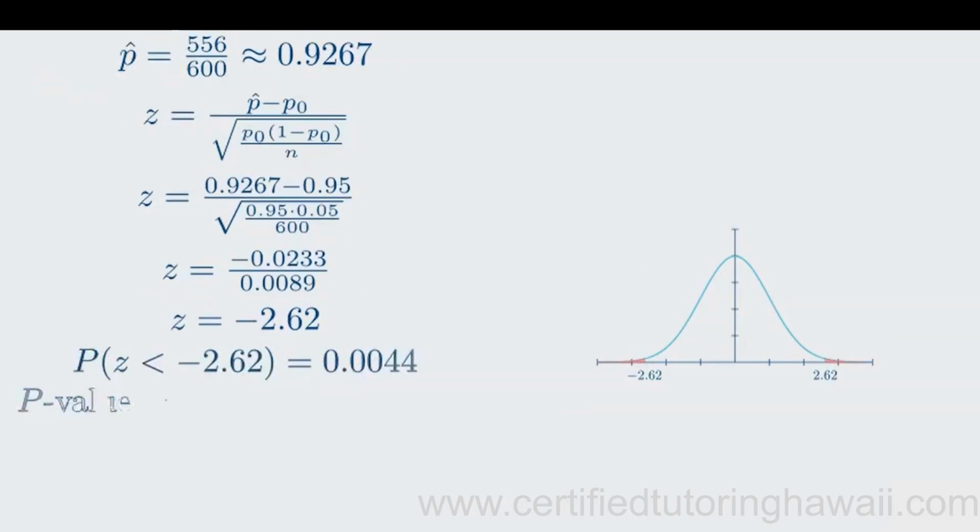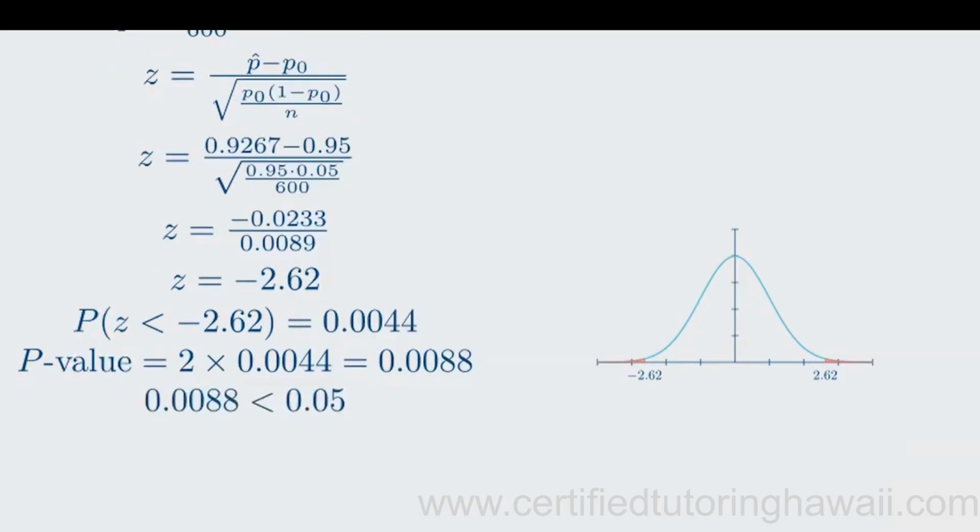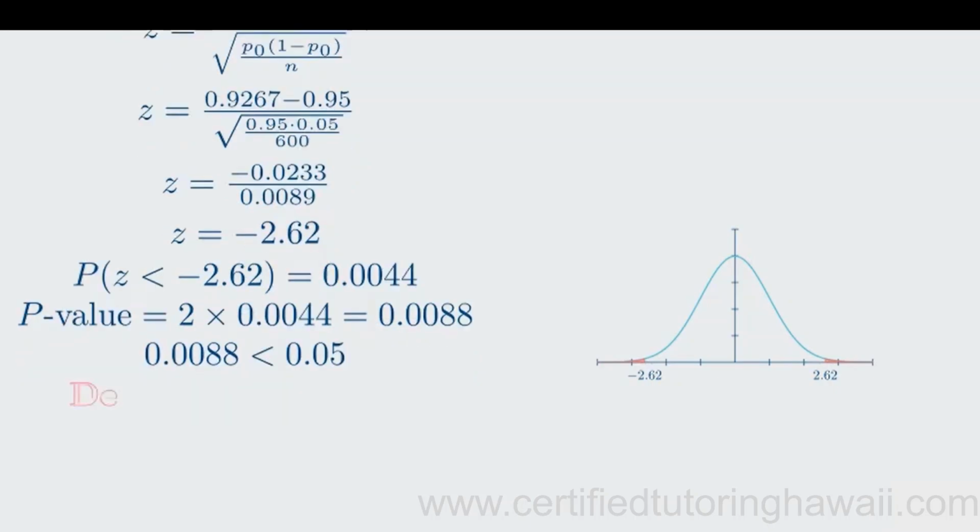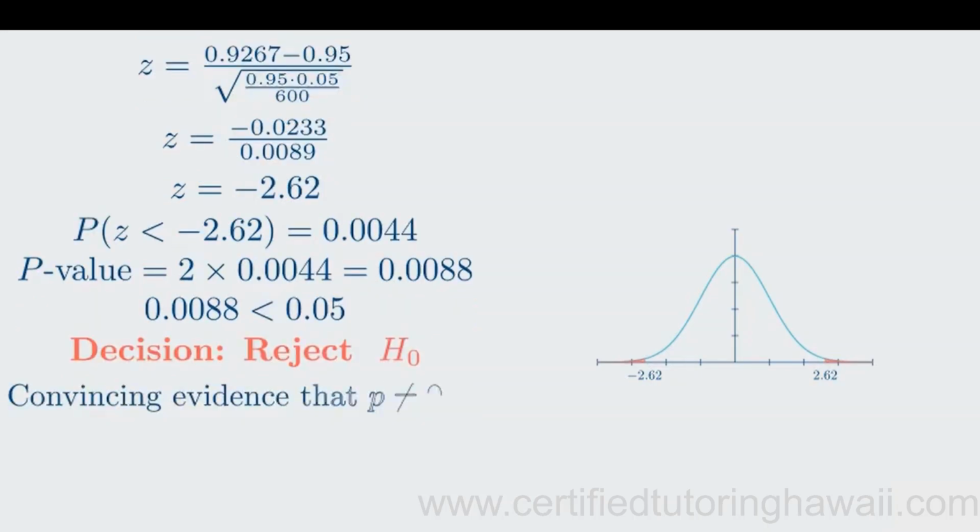The area in one tail is 0.0044. Multiplying by 2 gives a p-value of 0.0088. Now, we compare our p-value to alpha. Since the p-value is less than 0.05, we reject the null hypothesis. There is convincing statistical evidence that the true proportion of bolts meeting the tension requirement is different from 0.95. In fact, it's likely lower.